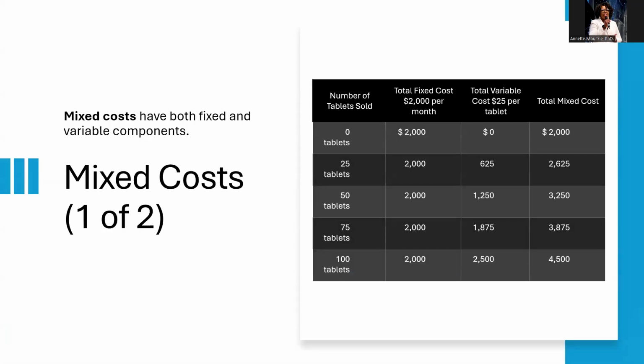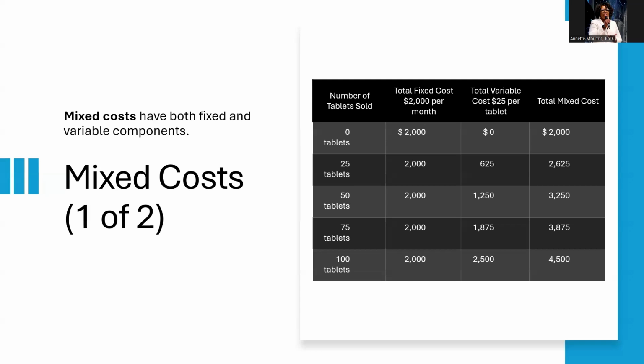Mixed costs. Now, some costs do not fit neatly into either fixed or variable categories. Now, these costs, which contain both fixed and variable components, are known as mixed costs. For example, Smart Touch Learning's sales representative receives both a base salary and also commission.